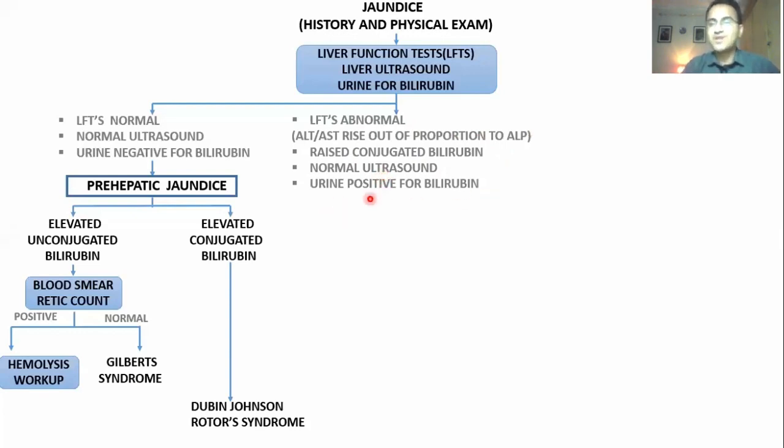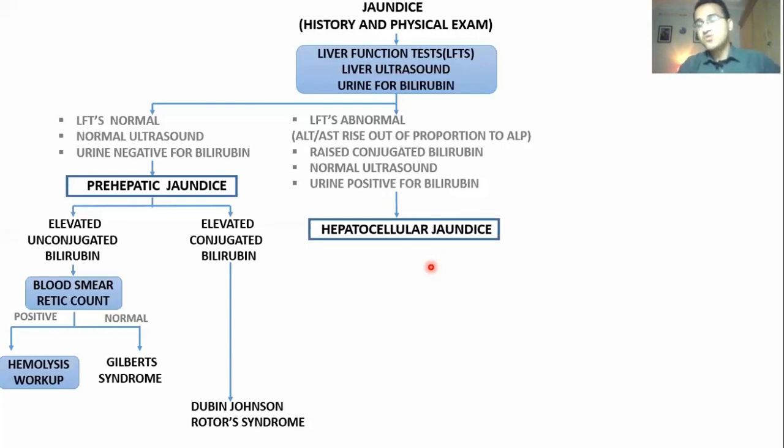Urine is positive for bilirubin since it is conjugated bilirubin. Conjugated bilirubin appears in urine. So this is a picture of hepatic jaundice because ALT and AST are high and ultrasound is normal. Excluding the post-hepatic causes, this is hepatocellular jaundice. There are many causes of hepatocellular jaundice, and you do not need to go for all the tests that I am going to show you, but these are the tests that you can go for on the basis of your clinical assessment and history of patient.